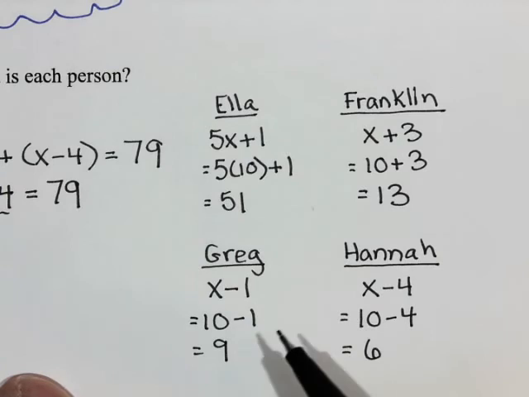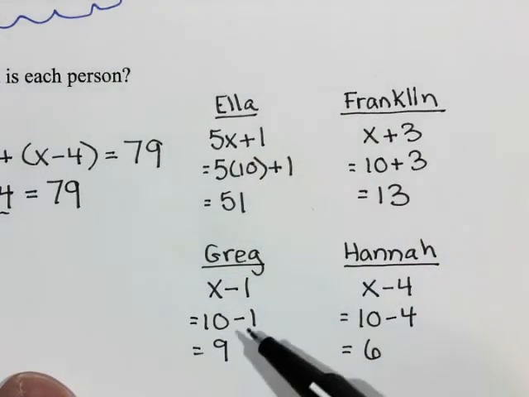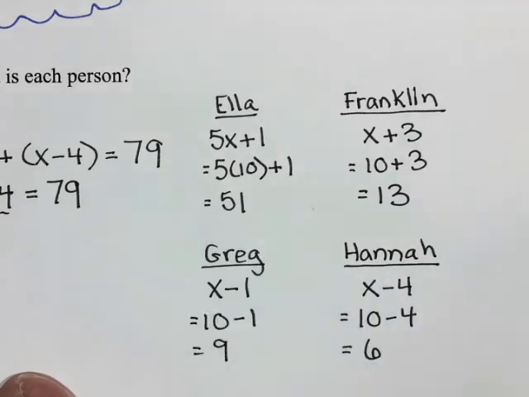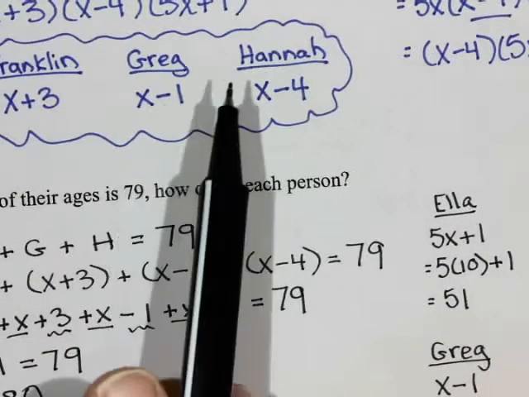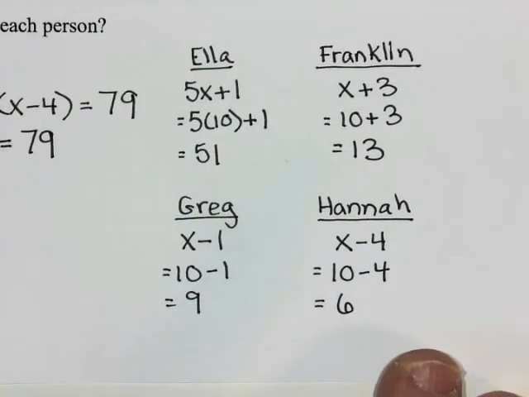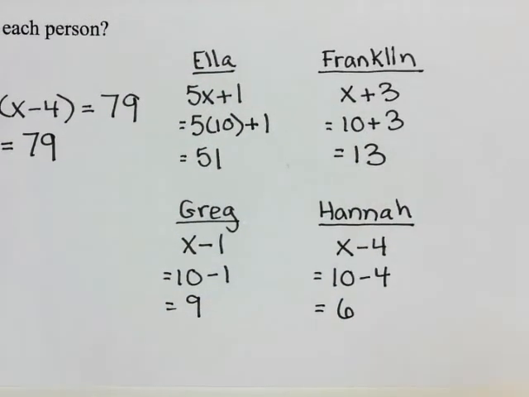Now at this point, if you didn't get them in the right order, because Ella is supposed to be the oldest, then Franklin, then Greg, then Hannah. If you found that you calculated and they weren't the right order, then maybe that means we assigned these parts incorrectly and you could go back and fix them. So I do need to finish with a little sentence that just states what everybody's age is.